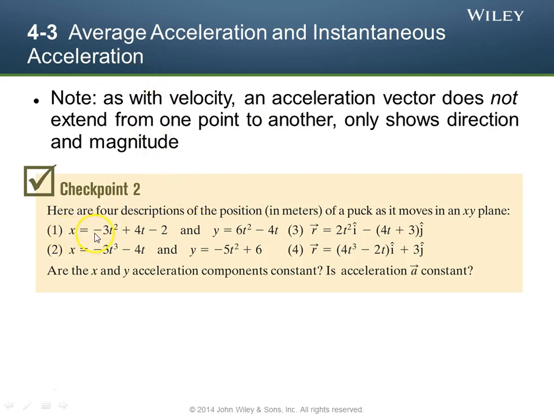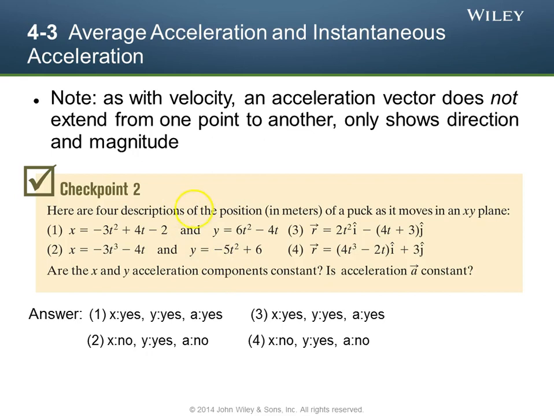Well, in 1, our x position function is quadratic. So the derivative of that is going to be the velocity, which would give us a linear function. And the derivative of that would be a constant function, just a coefficient. In this case, it would be -6. Whereas in the y direction, if we take a derivative of that y position, we would get 12t, which would be our velocity. The derivative of that would be 12. So yes, the x and y acceleration components are constant in 1.